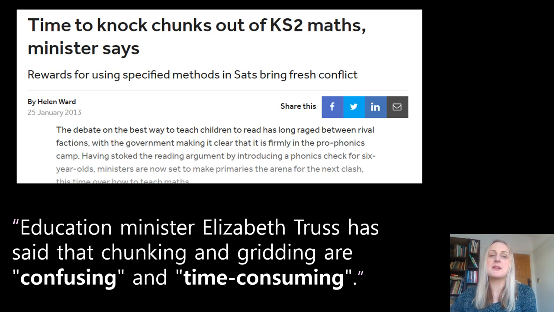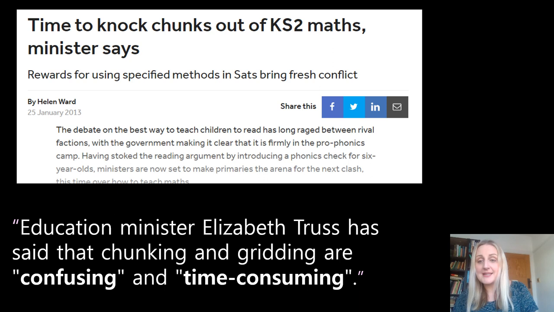She's also talking about gridding, and by that she just means your standard grid method, which I'm sure all maths teachers are familiar with. So this is Education Minister Elizabeth Truss, and she says that chunking and gridding are confusing and time-consuming. So this was the start of a big debate, the start of her saying we shouldn't be using these methods. And then I suppose they went off and thought, as a government, how can we stop primaries from using these methods? So they got this big vendetta or anger against these methods, and they decided they wanted them gone, which I find quite surprising.